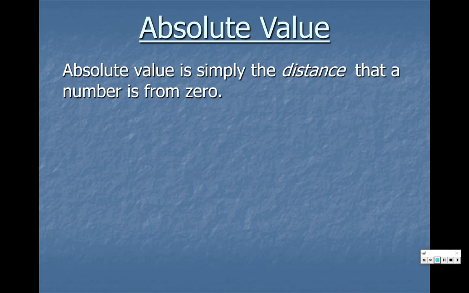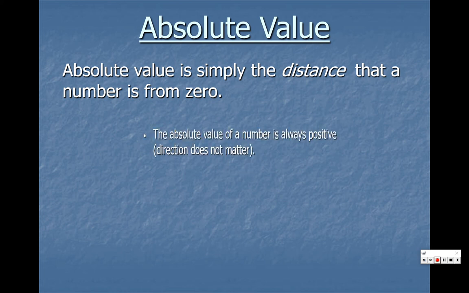Go back to my stupid English Scottish war example. When someone's firing arrows, they don't care how far away somebody is. They don't care if they're left or right. They just need to know how far away someone is. That's what absolute value is. How far from the middle are you?